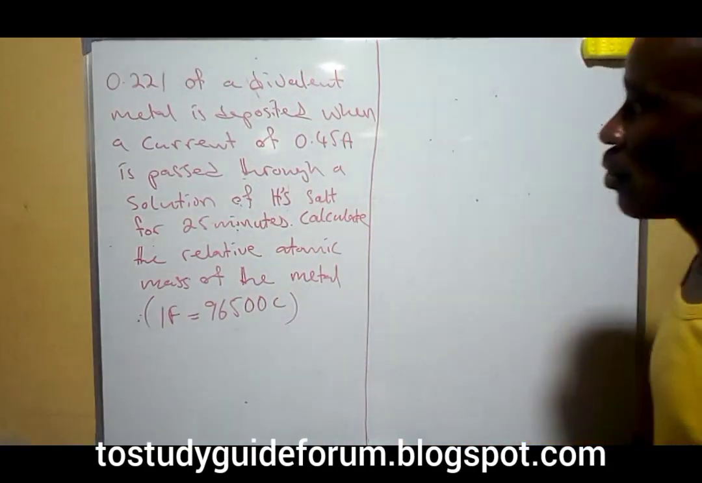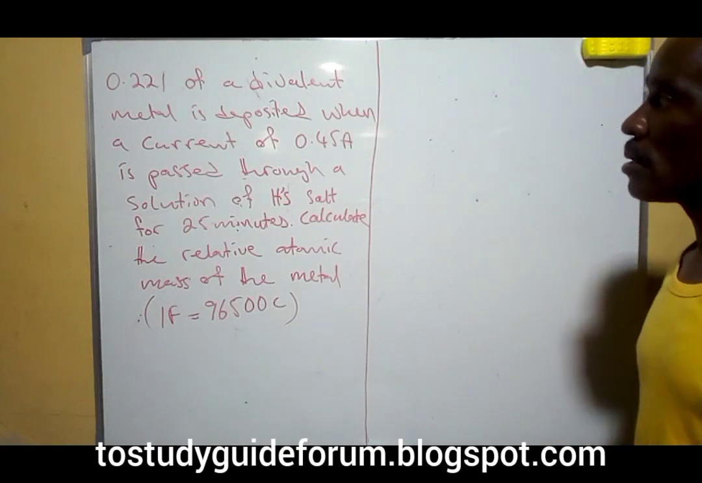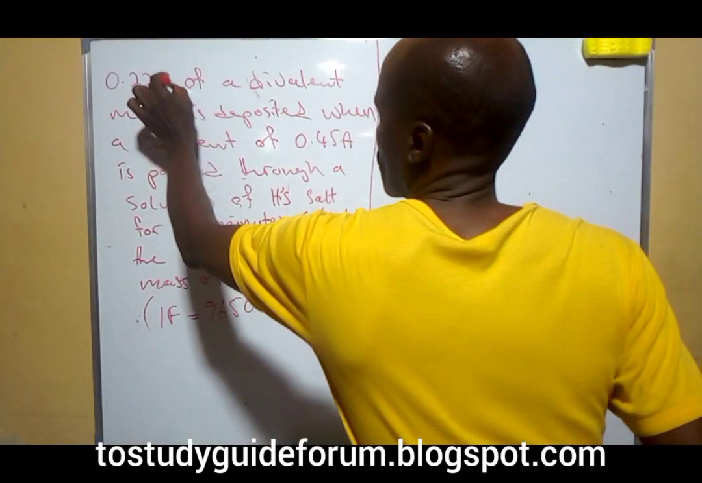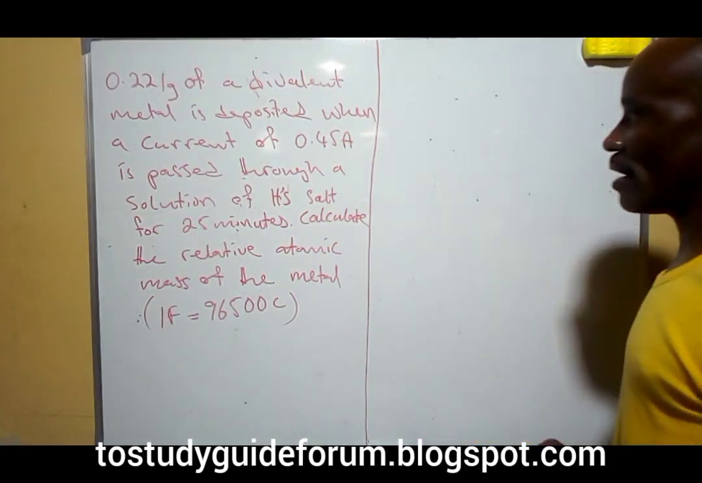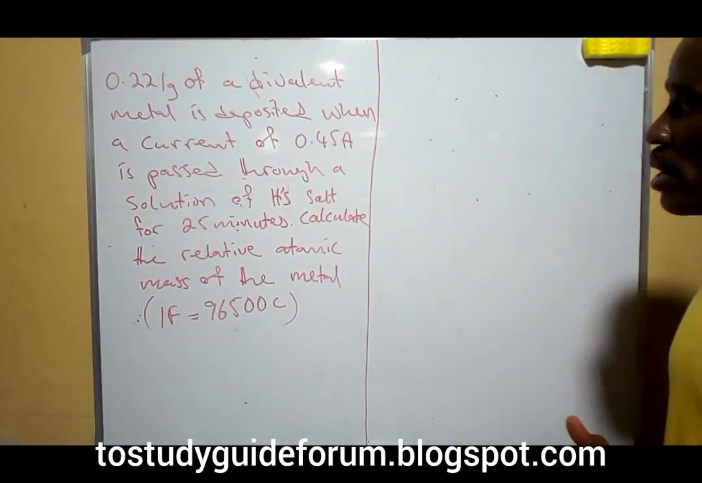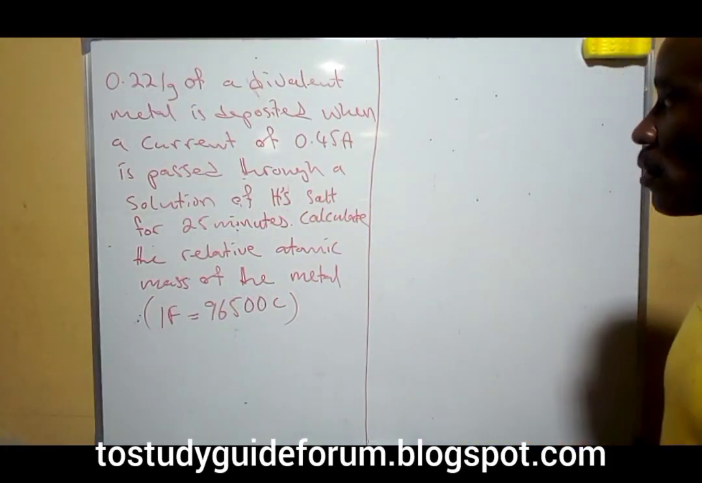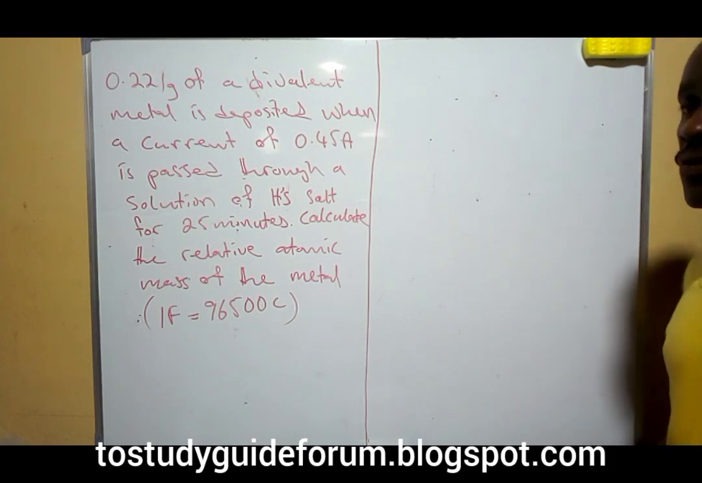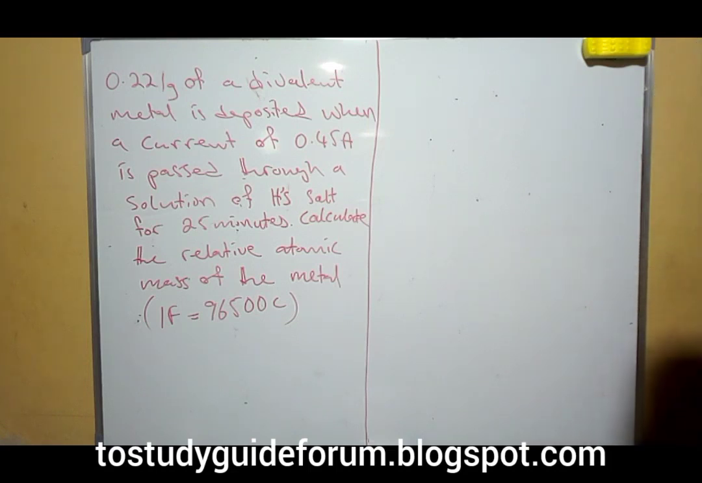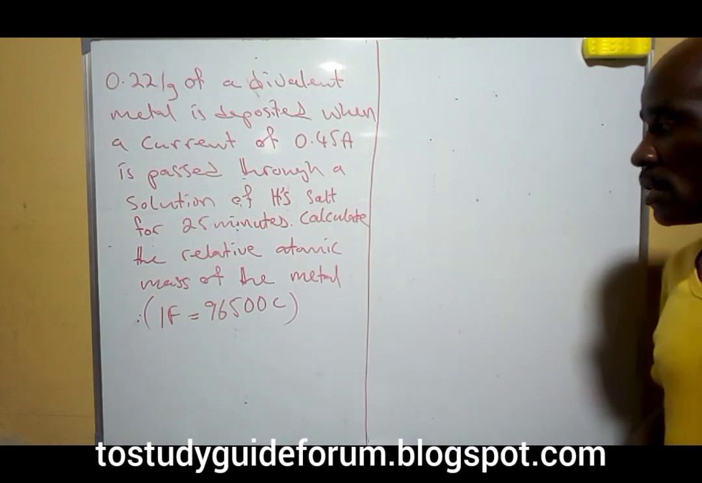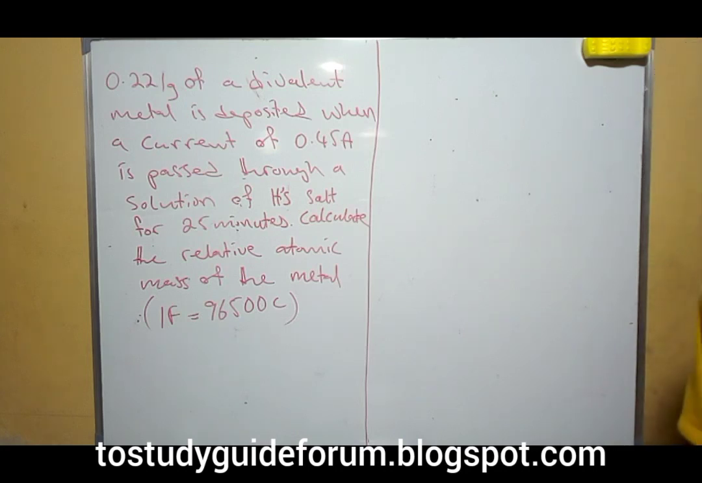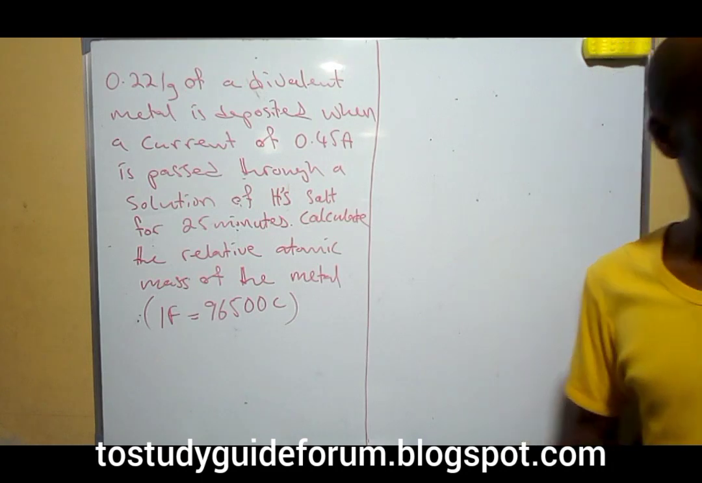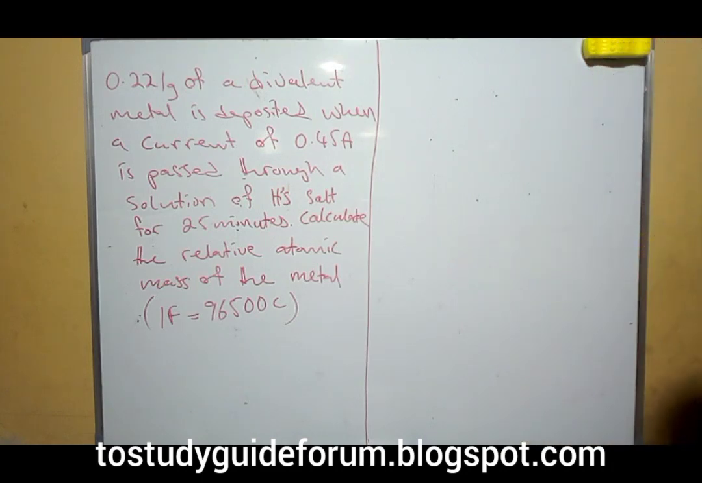It said that 0.221 grams of a divalent metal is deposited when a current of 0.45 amp is passed through a solution of its salts for 25 minutes. Calculate the relative atomic mass of this metal. The relative atomic mass of the metal, that's what we are to calculate.